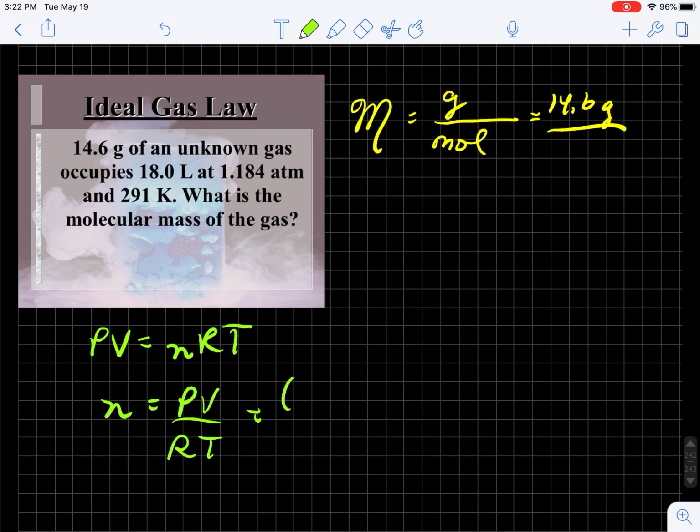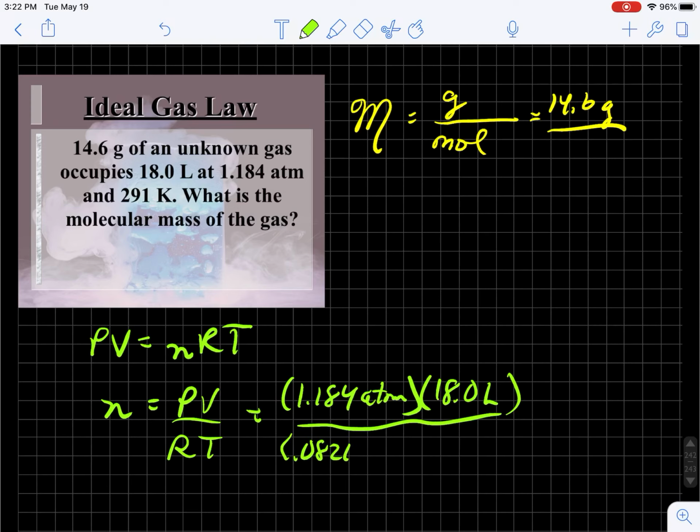All right, pressure 1.184 atmospheres. You like that? You know, I sounded like all enthusiastic about the pressure. 18.0 liters. I can use the R value for atmospheres. And the temperature is already given in Kelvin, 291.